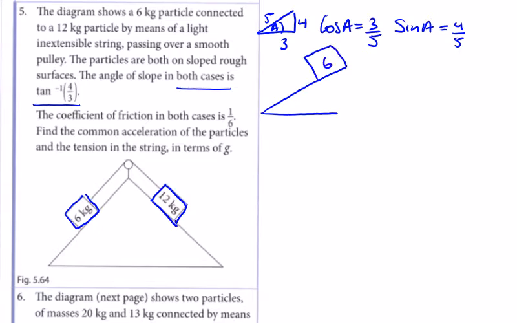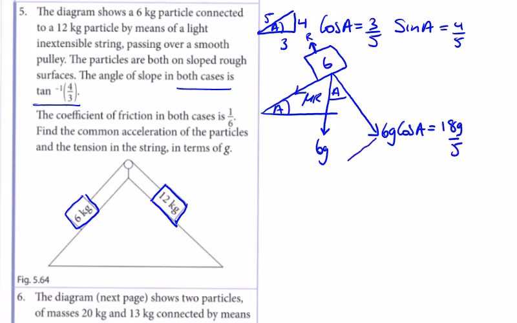We have friction in this case. We do have friction, so we have mu R. So we have R, we have 6g. I'm just going to call my angle A, and I'm going to write in this direction. We're going to have 6g cos A, which is equal to 6g by 3 over 5, which is 18g over 5. And in this direction, we're going to have 6g sine A, which is equal to 24g over 5.